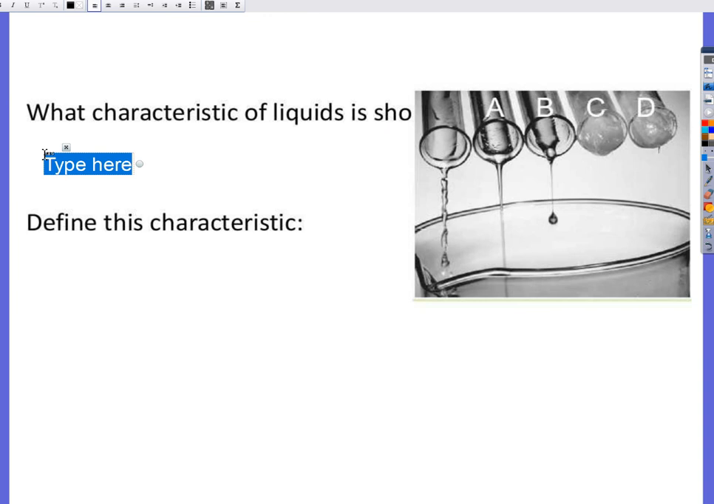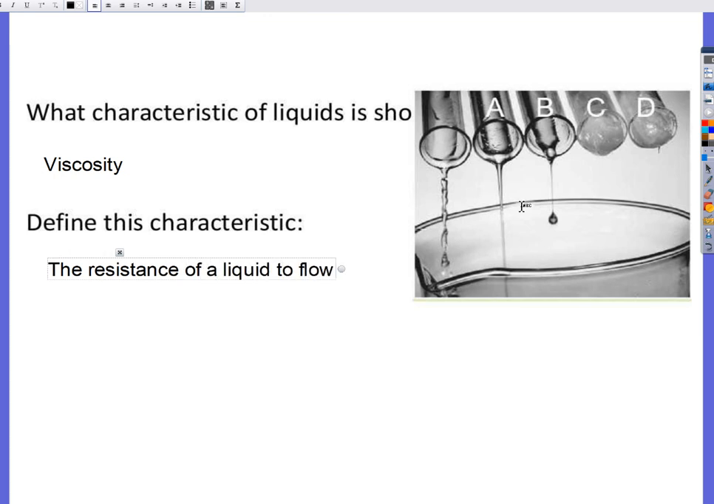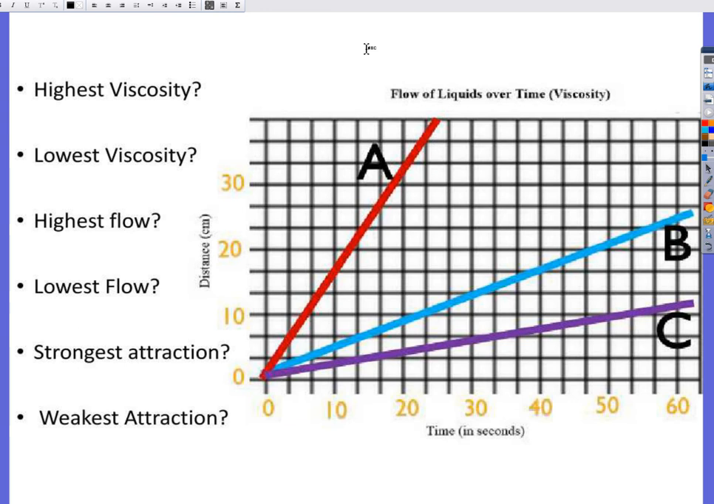This characteristic of liquid is viscosity. And viscosity is the resistance of a liquid to flow, meaning to move. So which one has the highest viscosity according to this graph? Highest viscosity means it should be going the slowest, which should be C. The lowest viscosity would be A because it is going the fastest.